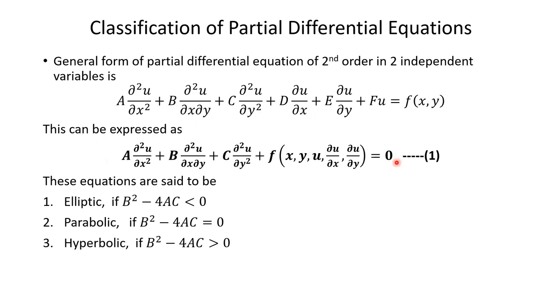So this is the equation which is the basis for differentiating the partial differential equation into three forms. One is the elliptic equation, the second is the parabolic equation, and the third is the hyperbolic equation. Just find the coefficients a, b, c and compute b square minus 4ac. If it is less than 0, we can say that the equation is an elliptic equation. If it is equal to 0, it is a parabolic equation, and if it is greater than 0, then it is a hyperbolic equation. Okay.